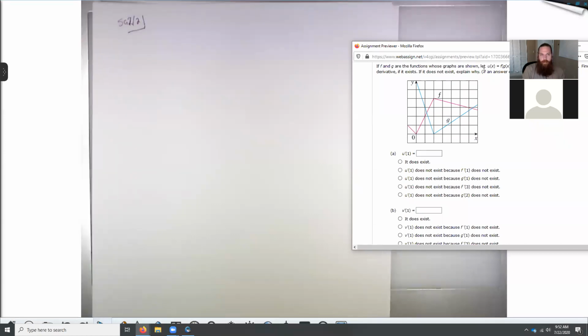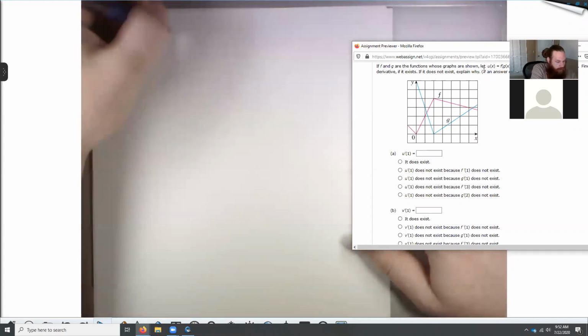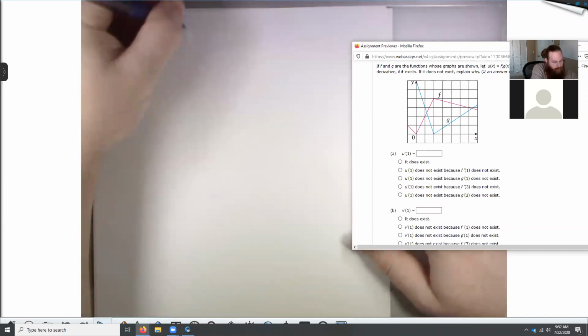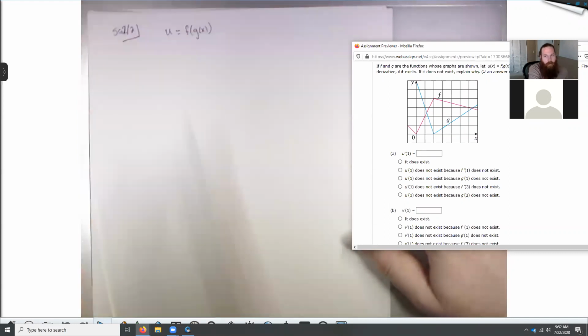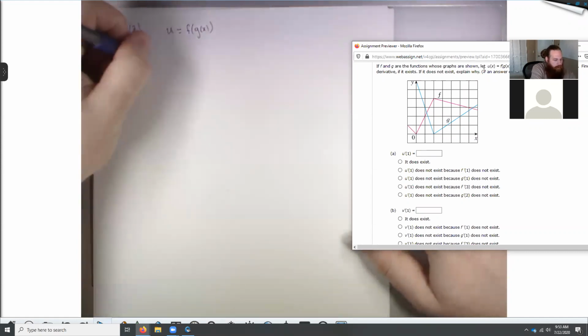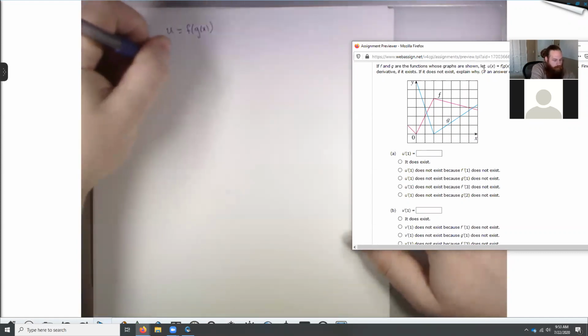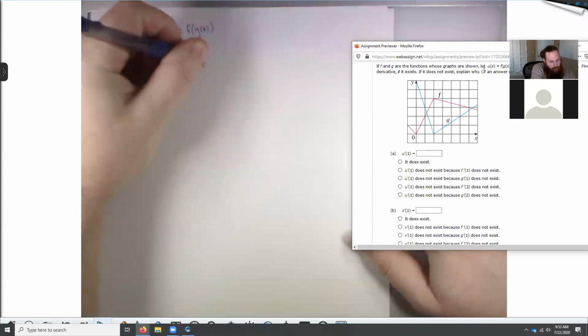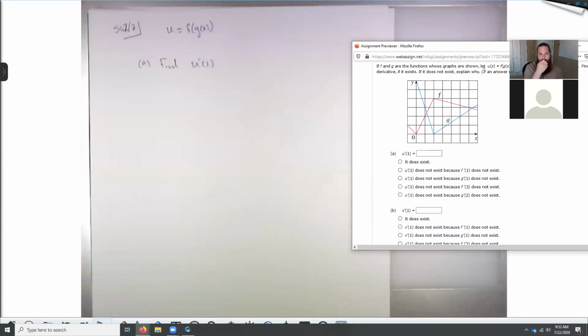We're told that U is f of g of x. And we're given the graphs of f and the graphs of g. And we're asked in part A to find U primed of 1. So U primed of 1 is the derivative of U evaluated at x equals 1. So I need to find a formula for the derivative of U as best as I can. And then I'm going to plug 1 in.